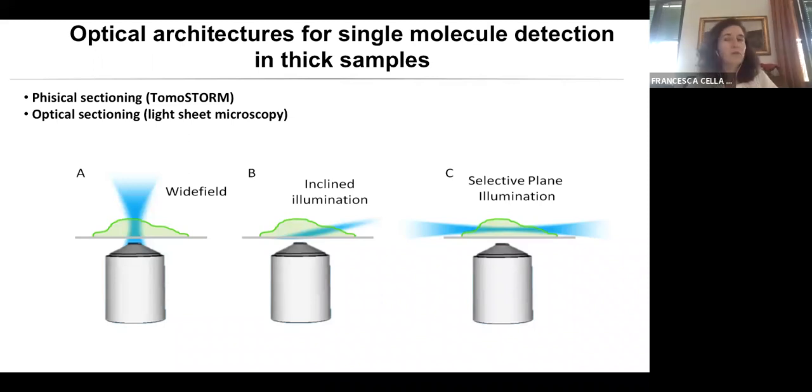So you can move when you want to do super resolution. For example, one of the first approaches was to move to inclined illumination. So trying to incline the beam as much as you can to have an axial confinement of the illumination, so a better contrast. But if we want to bring to the extreme this aspect, you can think about moving to selective plane illumination. That is, inclined illumination brought to the limit of 90 degrees.